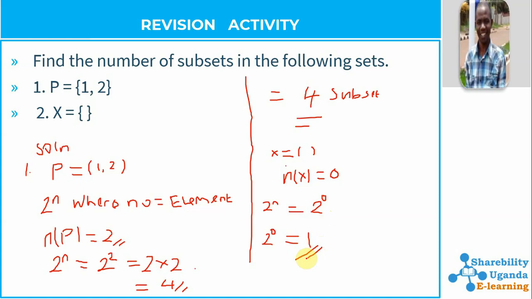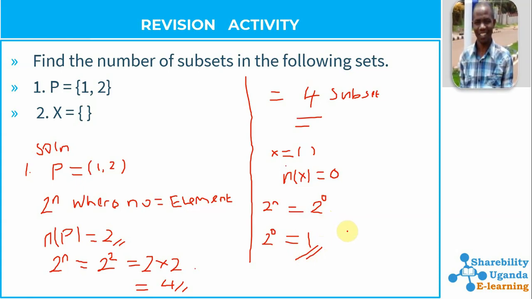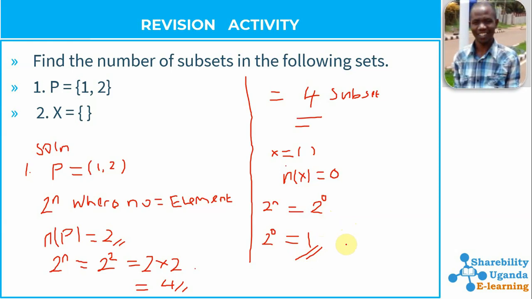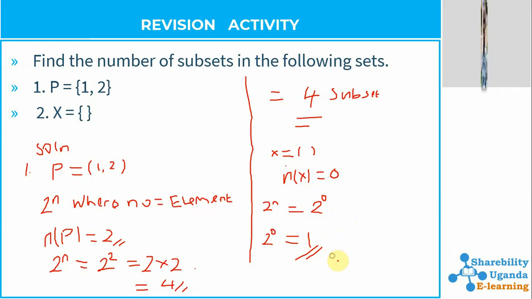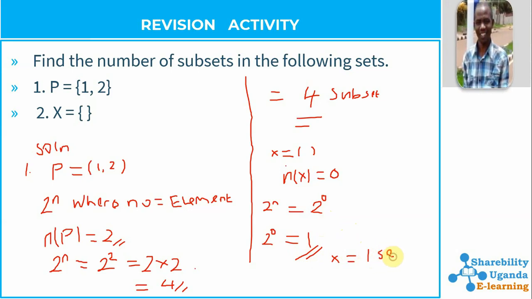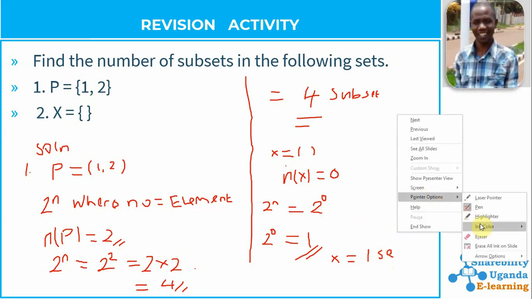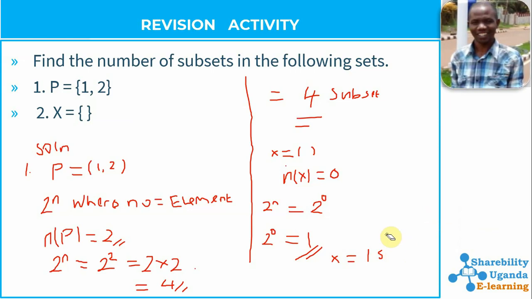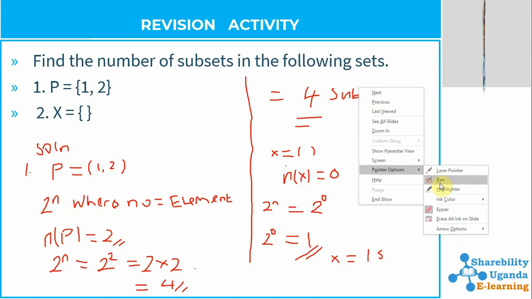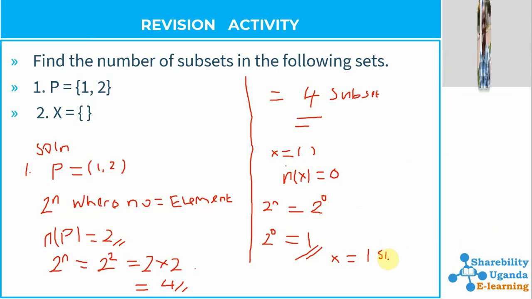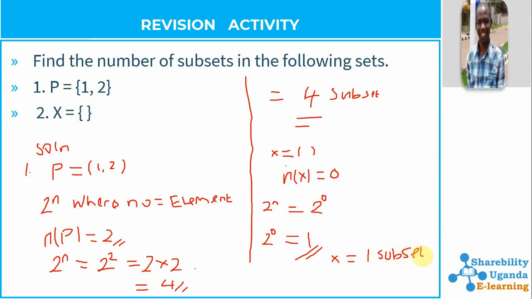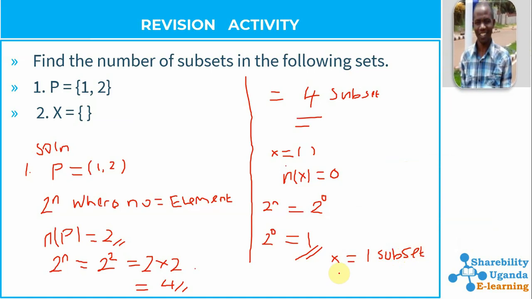So that means the number of subsets in our set X is equal to only 1 subset. Let me rub this. Okay, we are saying our set X is equal to only 1 subset. We learned how to prove this.